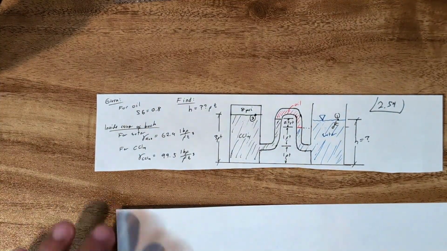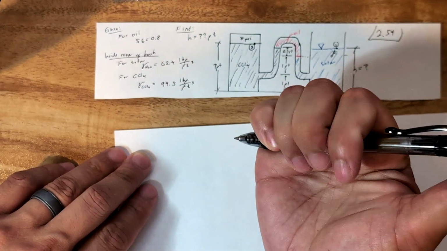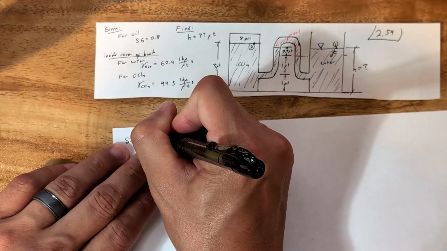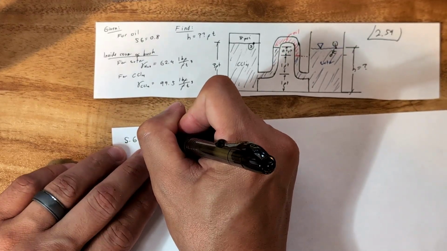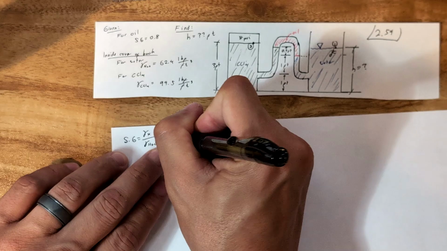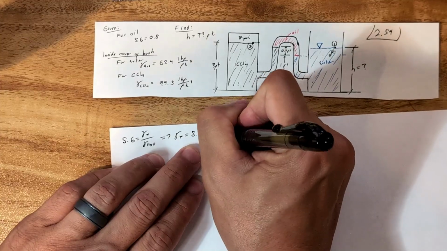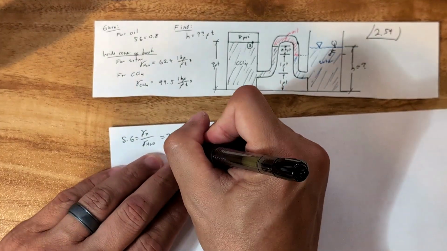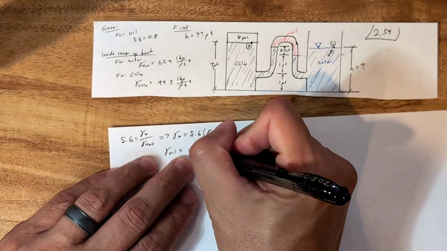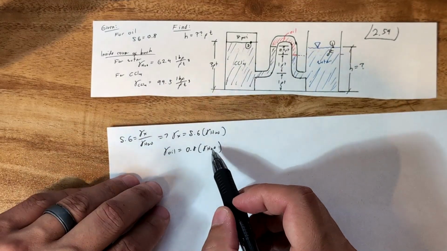But first we need to take care of some bookkeeping. We need to find the specific weight for oil. If you remember, specific gravity equals the specific weight of the desired fluid over the specific weight of water. Solving for gamma x, it is Sg times the specific weight of water. In our case, this is oil, with a specific gravity of 0.8 times the specific weight of water.